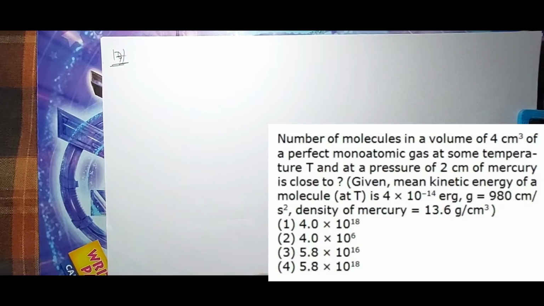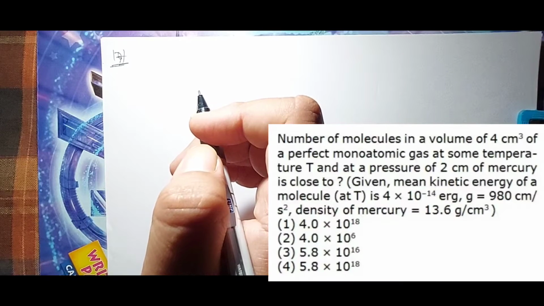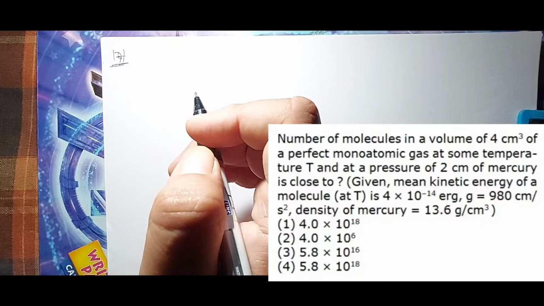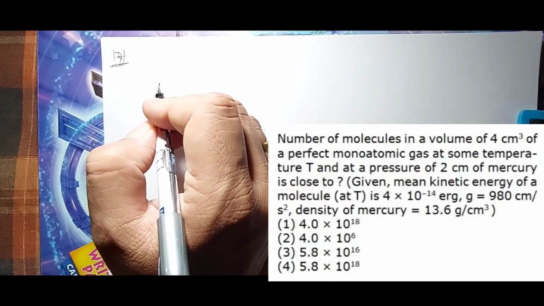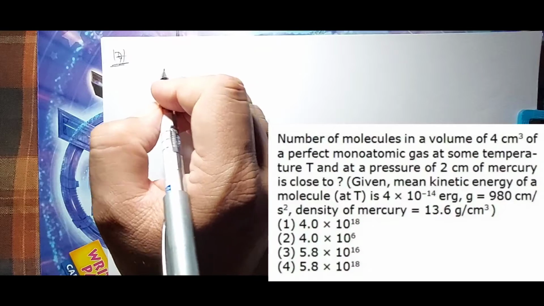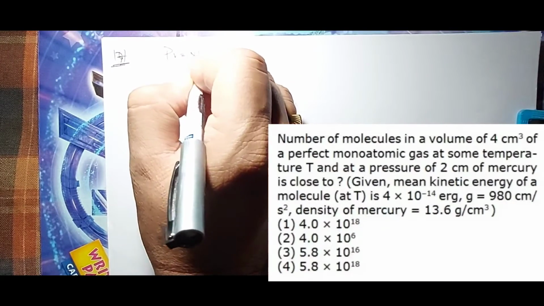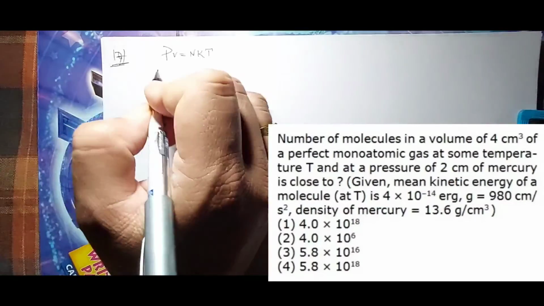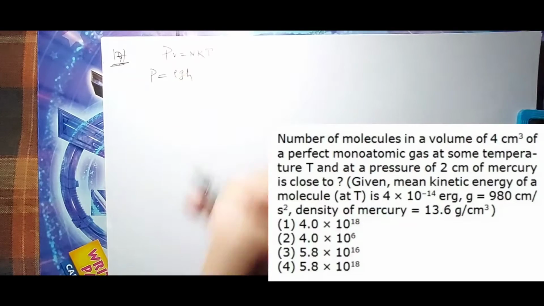So, let us discuss another question. The number of molecules in a volume of 4 cm³ of a perfect monoatomic gas at some temperature T and a pressure of 2 cm of mercury is close to how much? We get an approximate value. We know that PV = NkT. Here P = ρgh.